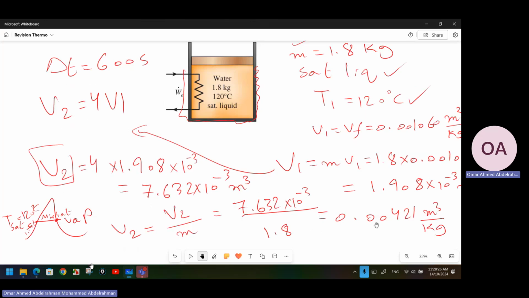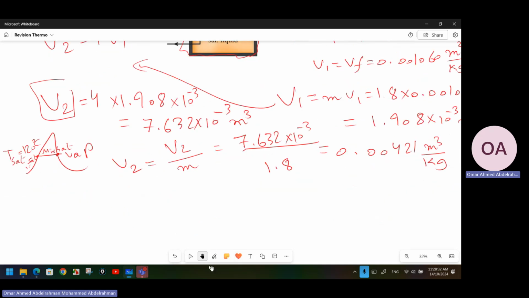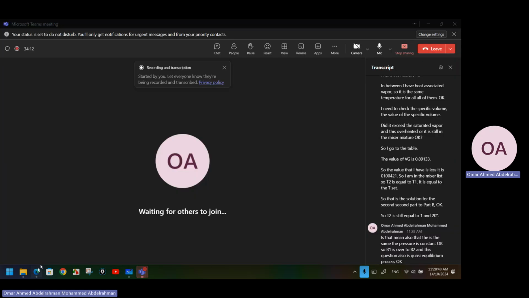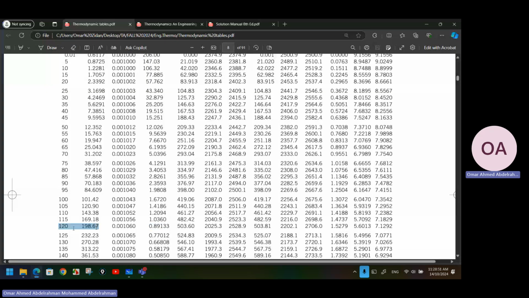So T2 is equal to T1, which is equal to T sat. That is the solution for part B. T2 is still equal to 120 degrees Celsius. That also means the pressure is the same. The pressure is constant, so P1 is equal to P2, and this question is also a quasi-equilibrium process, because the pressure corresponds to the saturation temperature. So the pressure P1 and P2 is equal to 198.67.